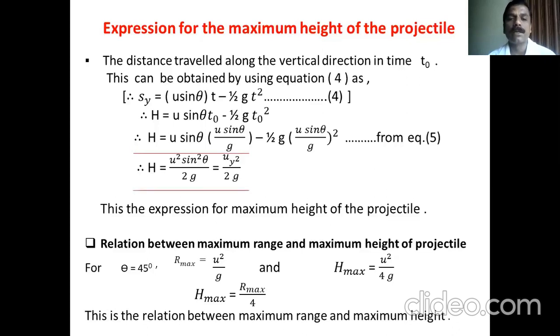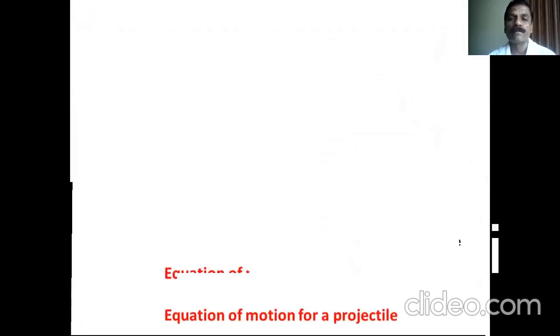So you should remember these two very important equations. One is for the height of the projectile, which is given by u square sine square theta divided by 2g. And the second equation, which is a very important relation between the maximum range and maximum height of the projectile, that is H max is equal to R max divided by 4.